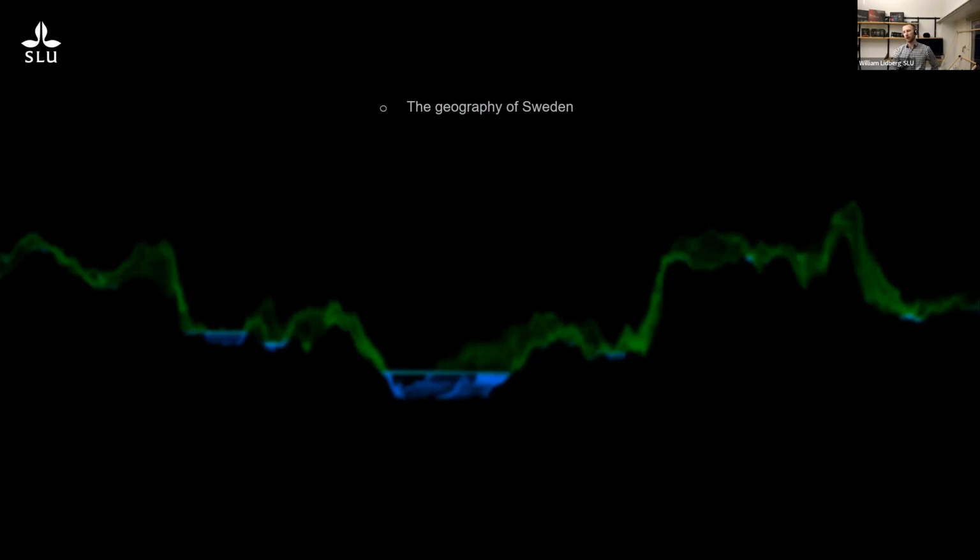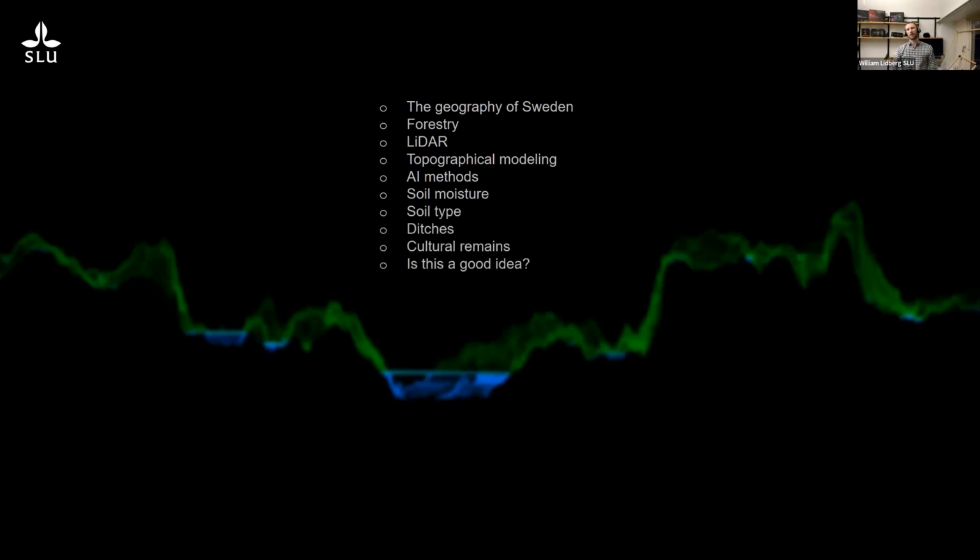First, I'm just going to give a brief introduction to the geography of Sweden, talk a bit about forestry and then specifically Swedish forestry, some LiDAR, and the traditional topographical way to model water. And then I will briefly go through the AI methods that I have been using. My background is in soil science, so you will have to take these explanations with a grain of salt. Then I'll talk about the implementations, how we use AI to detect soil moisture, soil types, ditches, and cultural remains. And then finally, I will talk a bit about whether this is a good idea or not.